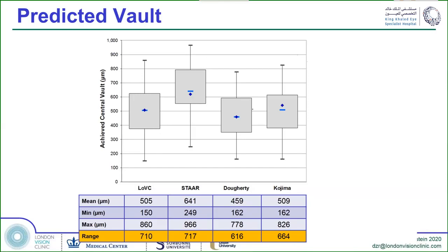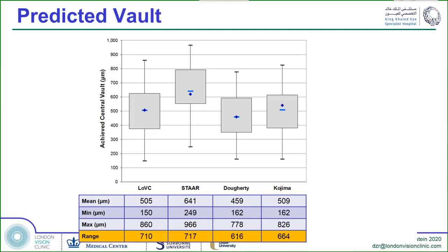And as you can see, the Doherty and Kojima were fairly much the same as ours. What was a little bit disappointing for us was that the range was kind of the same, even though we were using a much more accurate ultrasound device than either Doherty or Kojima. So that was a little disappointment, but success is built on failure. And so we carried on, because that was using their formulas.